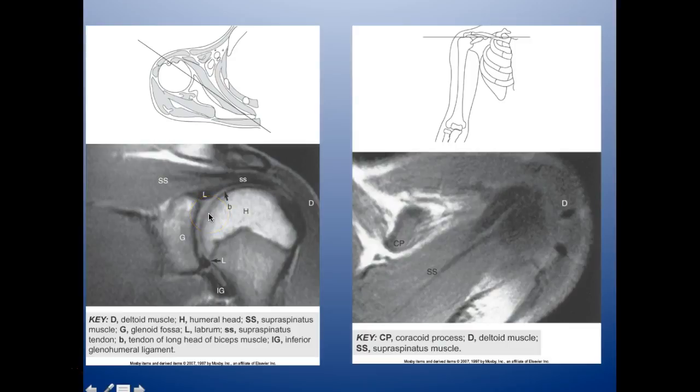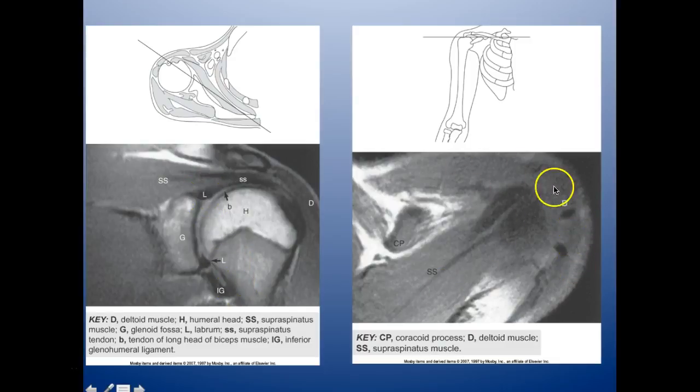All right, so looking here, this is your supraspinatus muscle, which goes into your supraspinatus tendon. The tendon doesn't have any fluid in it, so it's going to be dark on MRI. So here's your deltoid, humeral head, and they are calling this the long head of your biceps tendon. So here's your glenoid, this is your labrum. So this is inferior and superior labrum.